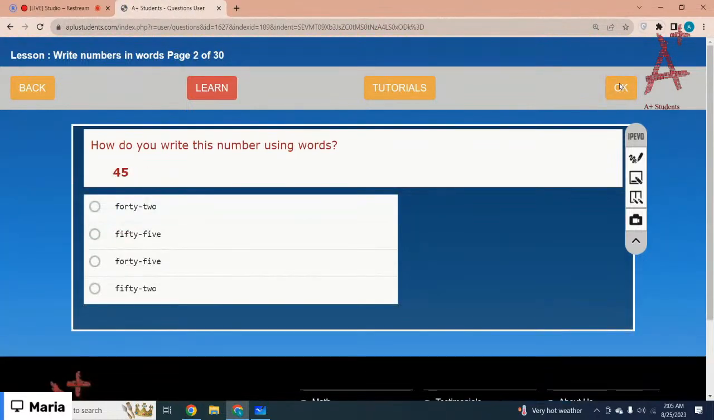How do you write the number using words? You have 45. Just look at the options: 42, 55, 45. Option number 3 is the correct option. That is 45.